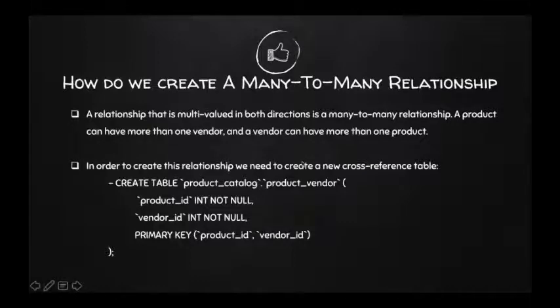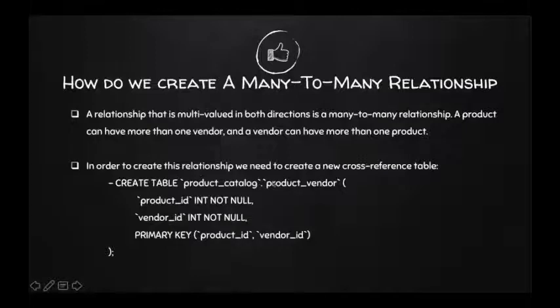So how do we create a many-to-many relationship? Well, it is a relationship that is multi-value in both directions. In a many-to-many relationship, a product can have more than one vendor, and a vendor can have more than one product. So in this case, we're going to create a new table in our database, in the product catalog, called product vendor.